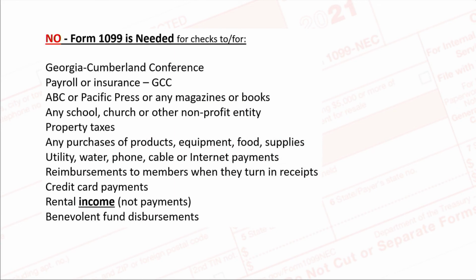On the no side, no Form 1099 is needed for checks to or for Georgia-Cumberland Conference, payroll or insurance to the Georgia-Cumberland Conference, Adventist Book Center or Pacific Press or any magazines or books, any school, church, or other nonprofit entity, property taxes, any purchases of products, equipment, food, and supplies, utility, water, phone, cable, or internet payments, reimbursement to members when they turn in receipts, credit card payments, rental income, not payments, or benevolent fund disbursements.